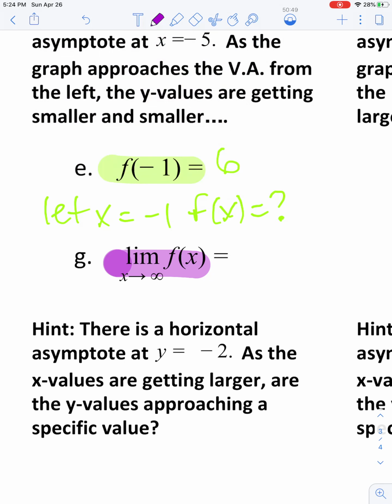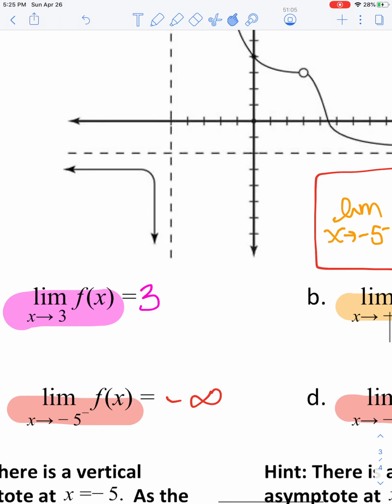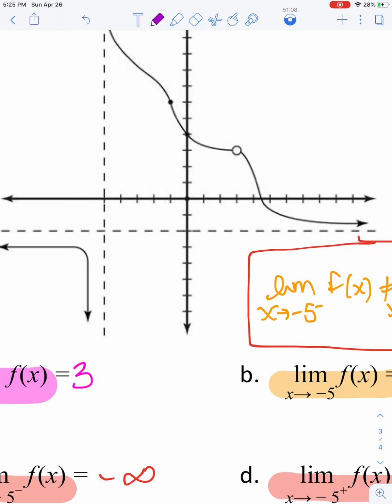So essentially, we're looking at as x gets large in the positive direction, what is our graph doing? Okay, so let's go ahead and check that out. If I read out on my x-axis, I can see that as my x values get larger and larger, right, as they get more and more positive, my function is actually being held by this horizontal asymptote, right?